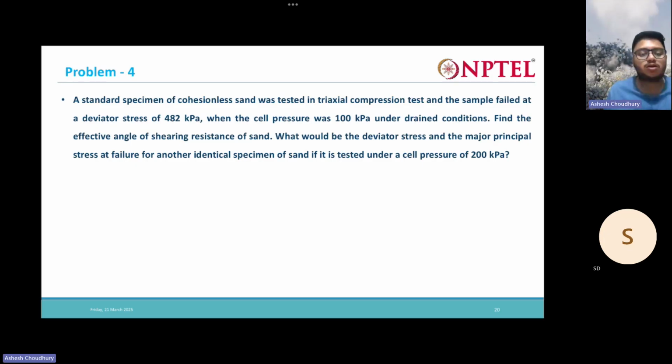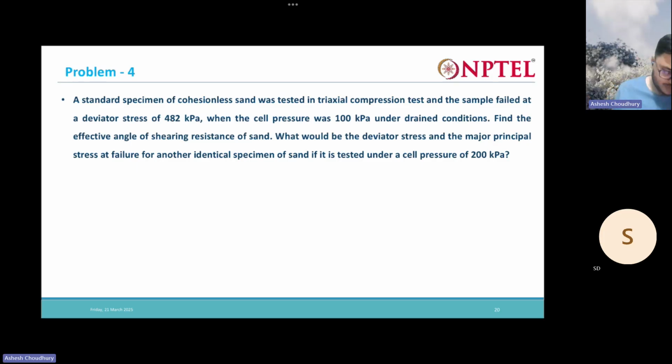A standard specimen of cohesionless sand was tested in a triaxial compression test, and the sample failed at a deviator stress of 482 kPa. The cell pressure was 100 kPa under drained conditions, that is, the pore water pressure is drained. Find the effective angle of shearing resistance of the sand. What would be the deviator stress and the major principal stress at failure for another identical specimen of sand if it is tested under a cell pressure of 200 kPa?